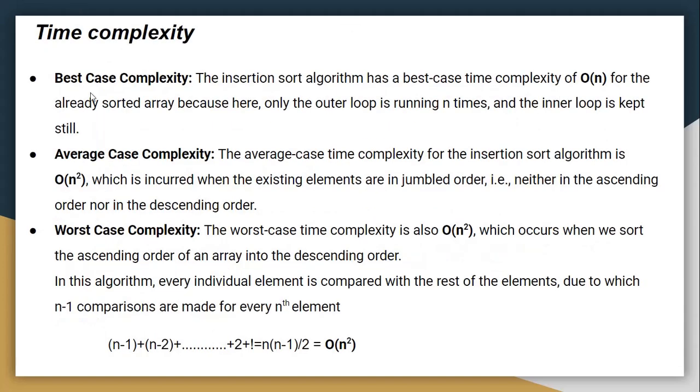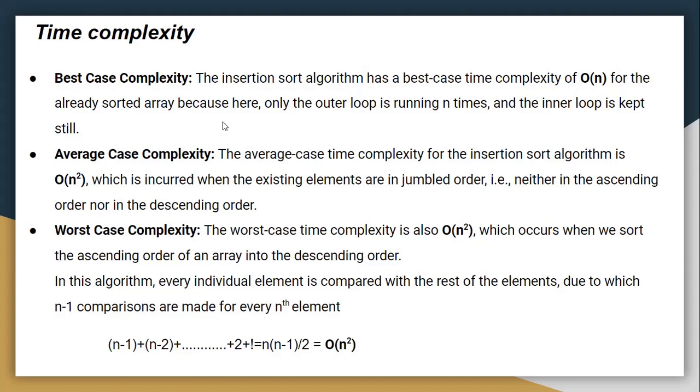Time complexity. In the best case, the insertion sort algorithm has a time complexity of big O n for an already sorted array, because here only the outer loop is running n times and the inner loop is kept still. Average case time complexity. The average case time complexity for the insertion sort algorithm is big O n square, which occurs when the elements are in jumbled order, that is, neither in ascending order nor in descending order.